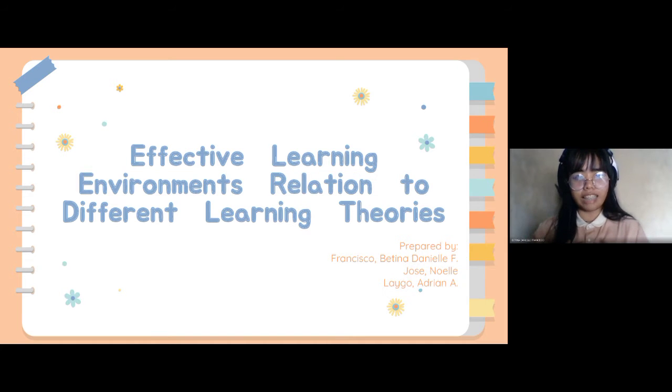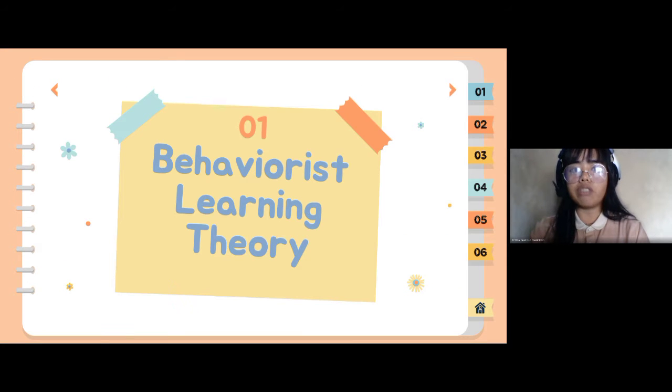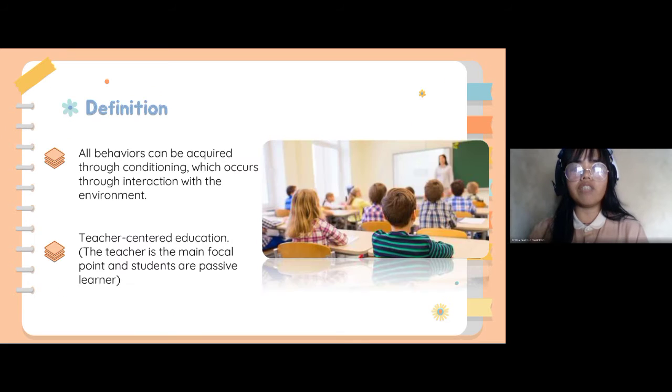I am Teacher Danny, and I will be presenting first. The first theory is behaviorism, a theory of learning in which the primary idea is that all behaviors can be acquired through conditioning, which occurs through interaction with the environment. It is also mainly a teacher centered education, in which teachers are the main focal point of a classroom and students are passive learners. So, in simple terms, it's a traditional setting. The knowledge passed on by teachers to their students is viewed as factual and objective.